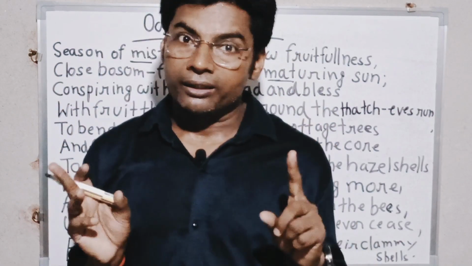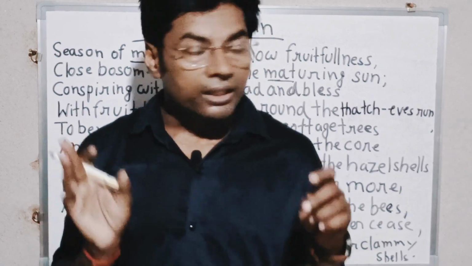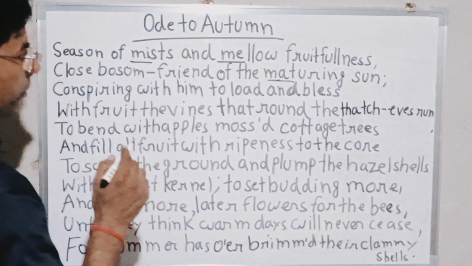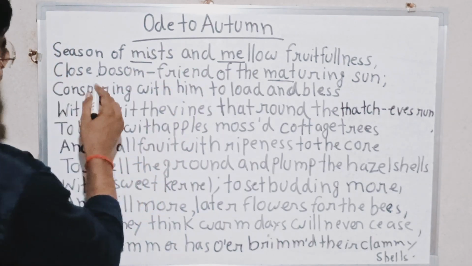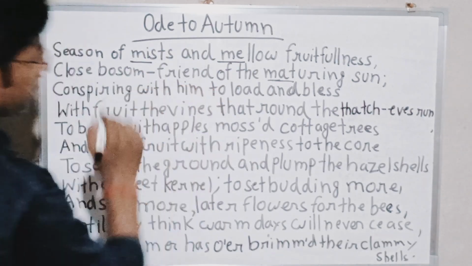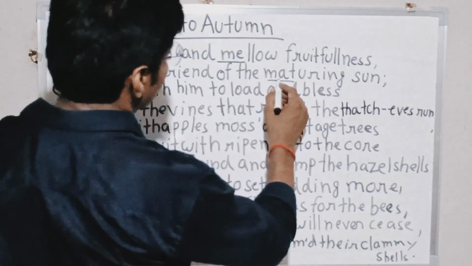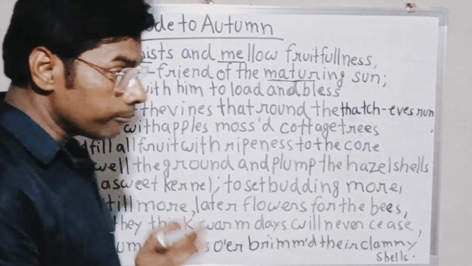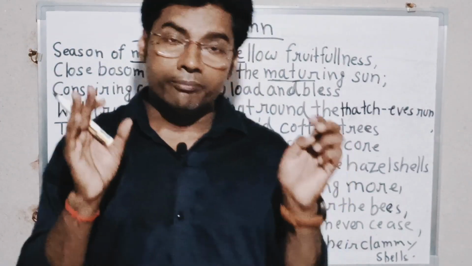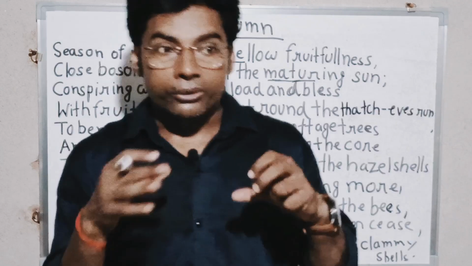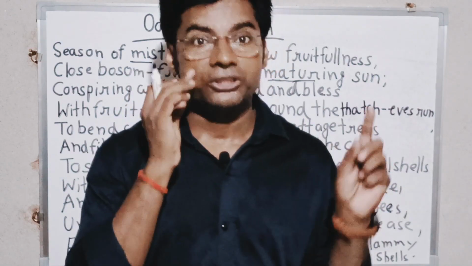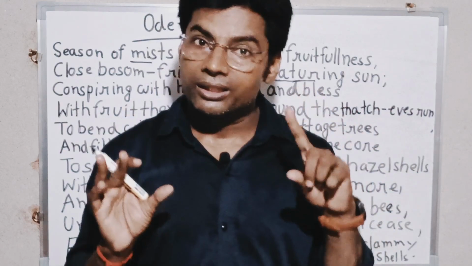Second thing, since the sun is personified as a human being, personification is used. See, here he is using the words maturing sun. How can the sun be aging? Here he imagines the sun growing in age just as humans grow in age. It means here the sun is personified.